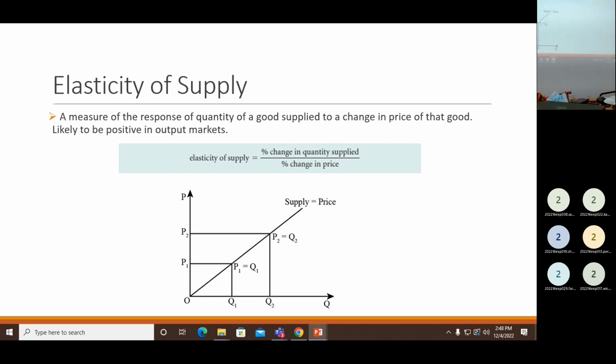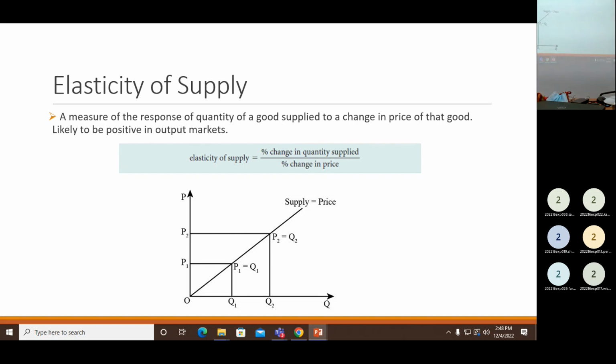Upward sloping curve. Now, elasticity of supply: similar to price elasticity of demand, we calculate price elasticity of supply as well. A measure of the responsiveness of quantity of a good supplied to a change in price of that good, likely to be positive in output markets, right? Here we are specifically referring to output markets because the scenario is different in input markets. So don't worry about that for the moment. Output market means normal goods and services, the products you produce and sell.